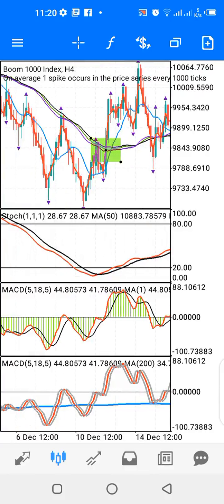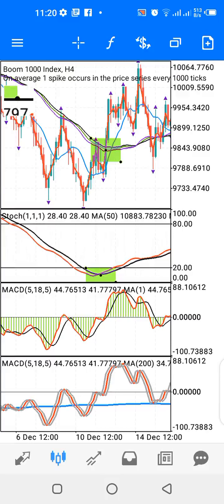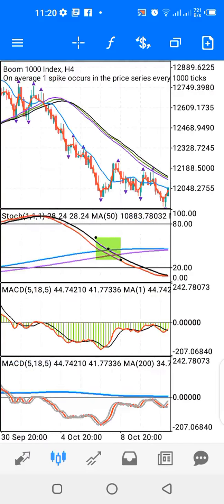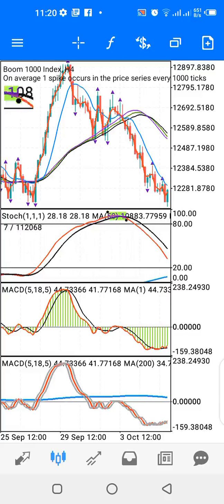Now, to identify if you are to buy or sell, you look at the red and the black line. If the red line crosses above the black line below the 20 stochastic level, like you have around here, that's a buy signal. Now, if the red line crosses down on the black line above the 80 stochastic level, that's your sell signal.